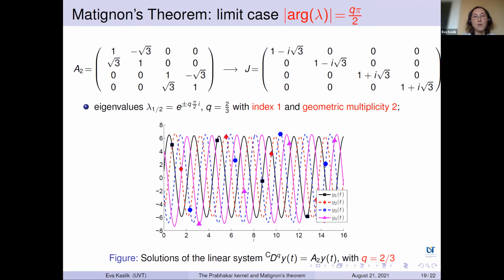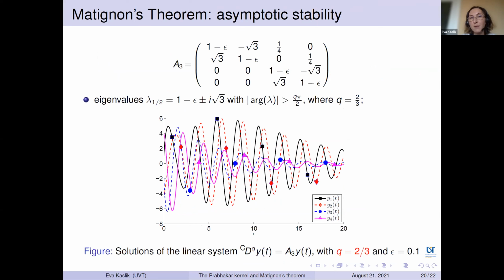Okay, I also have 2 more examples here in the case of asymptotic stability and instability, but these are very well-known results. You can see here the matrix A3 is just a slight modification of the first matrix that I have considered, but on the main diagonal, instead of 1, I have 1 minus epsilon, and epsilon is going to be considered 0.1 for the numerical simulation. So now what happens is that the eigenvalues are in this form, and it can be simply shown that the arguments in absolute value are larger than q pi over 2. So we are in the asymptotic stability region when q is 2/3, and indeed the solutions will converge to 0.